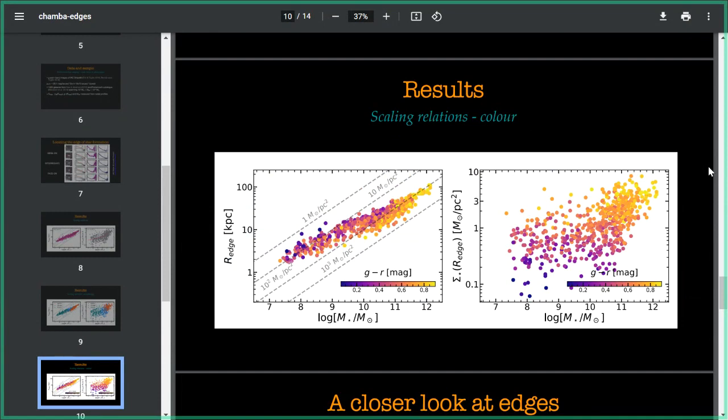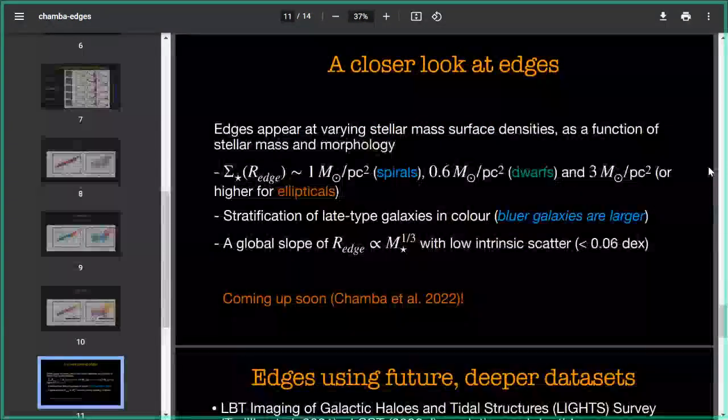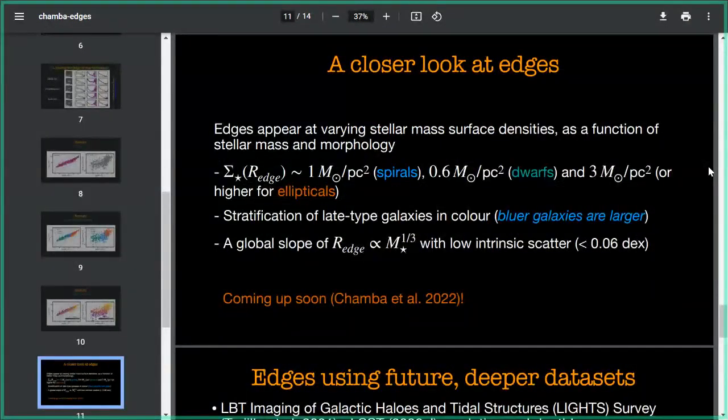Next slide, please. So a closer look, this is a summary of what I told you. Basically we found that the edges appear at varying stellar masses and stellar mass surface density, and it is a function of both stellar mass and morphology. For the spiral galaxies, the edges appear on average at 1 solar mass per parsec squared.